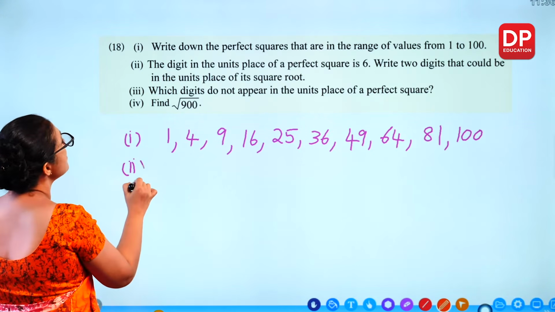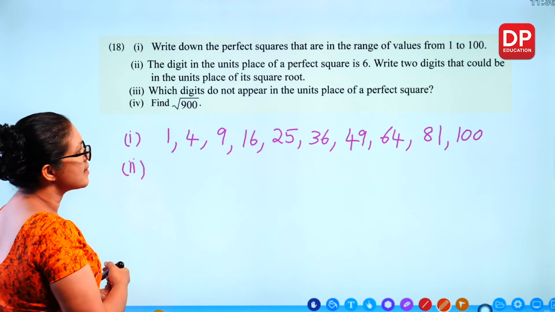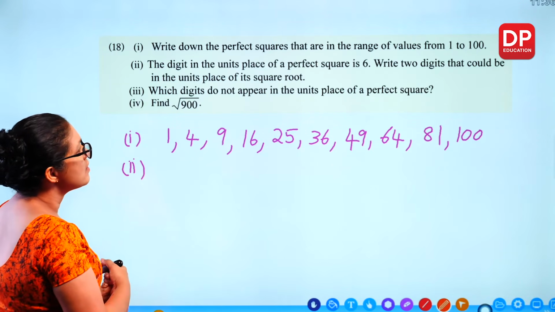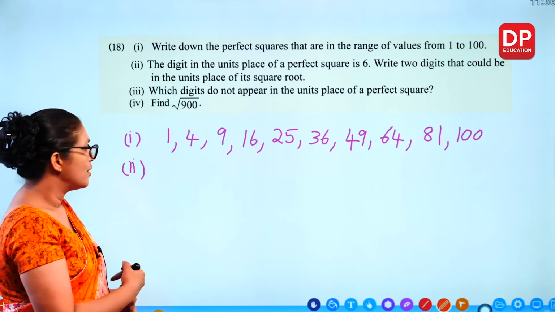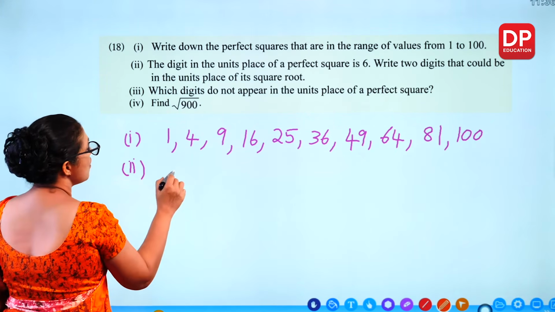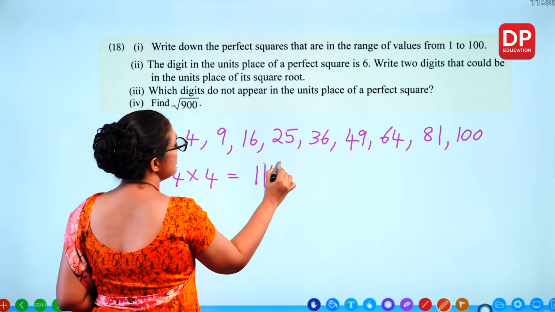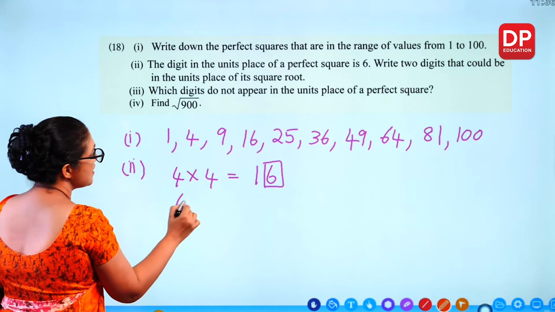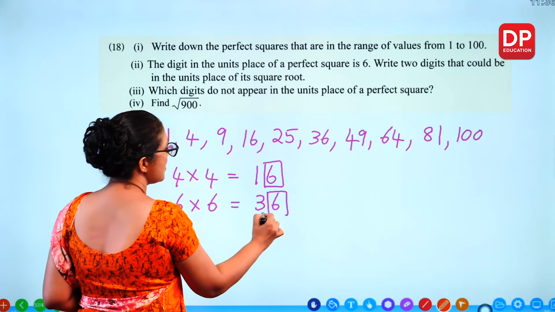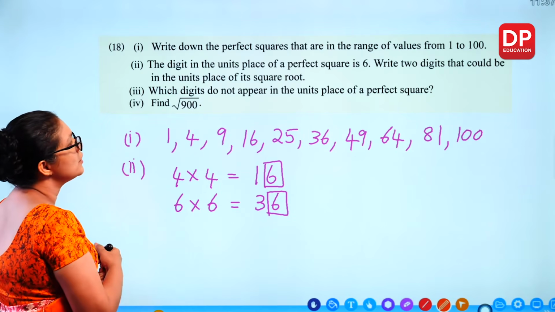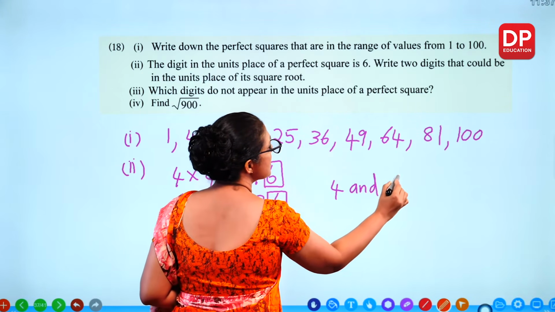Then the second part: the digit in the units place of a perfect square is 6. Write 2 digits that could be in the units place of its square root. So how do you get 6? 4 times 4, 16. So the last digit is 6. 6 times 6 also gives last digit 6. So what are the possible 2 numbers? 4 and 6.